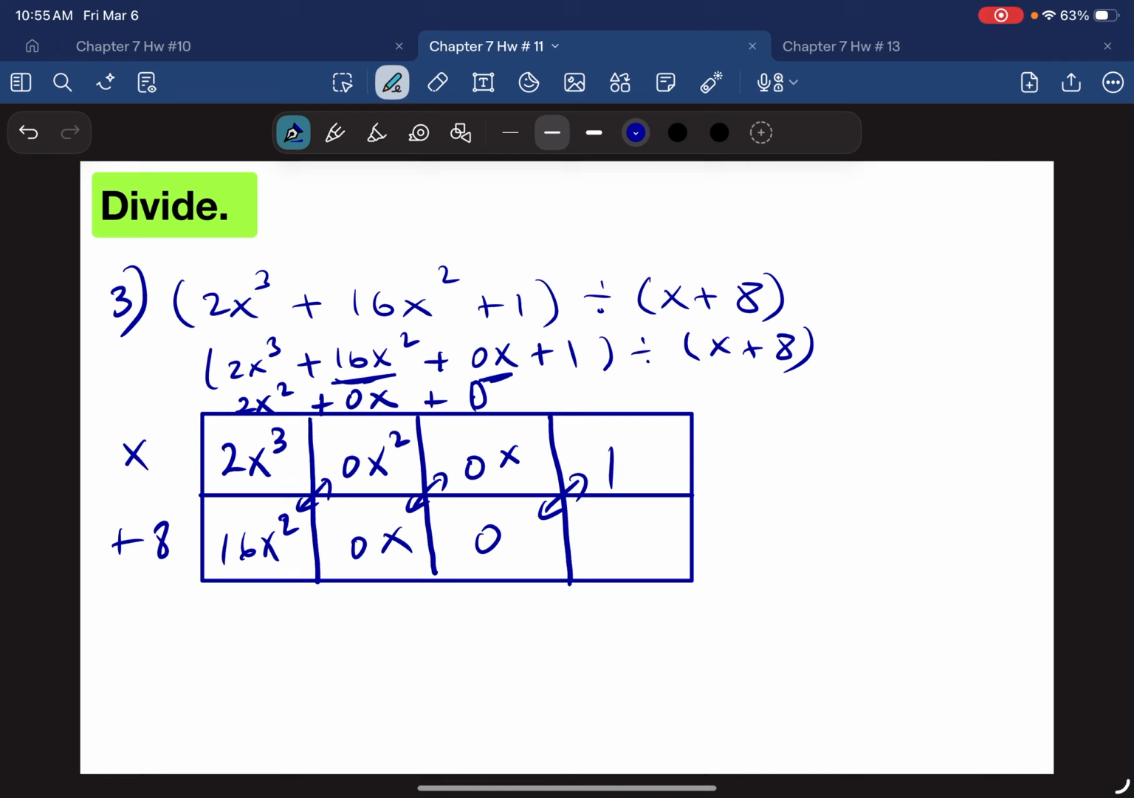That's your remainder. Okay? So how would you write this answer? It's going to be 2x squared, and this is your remainder right here, plus 1 over x plus 8. Okay? And that's it right here.